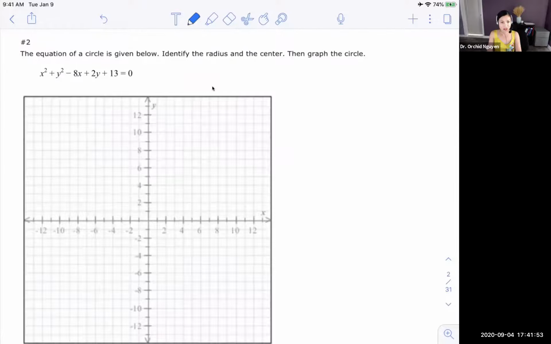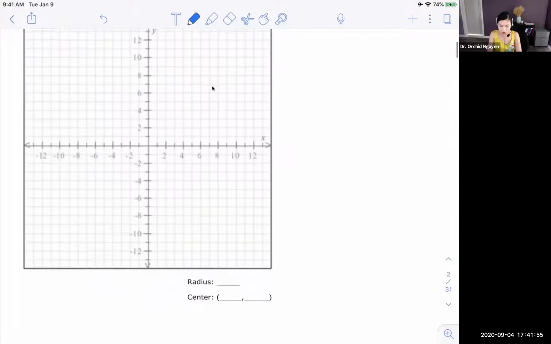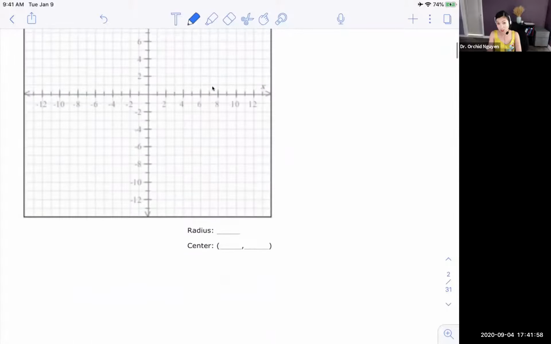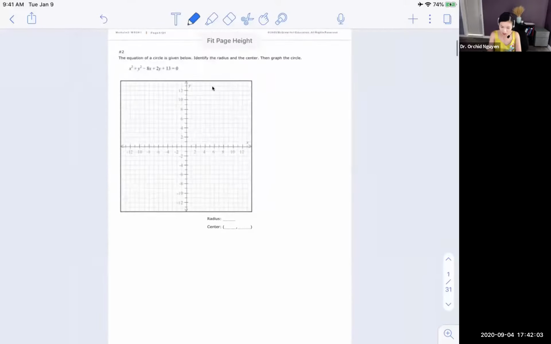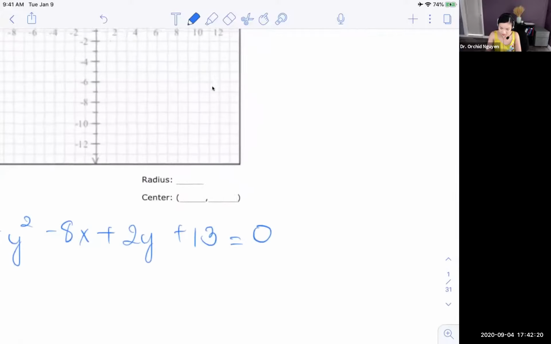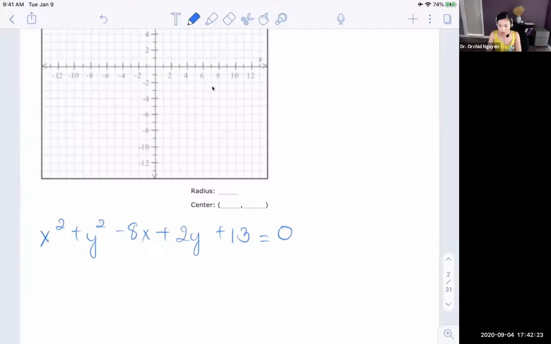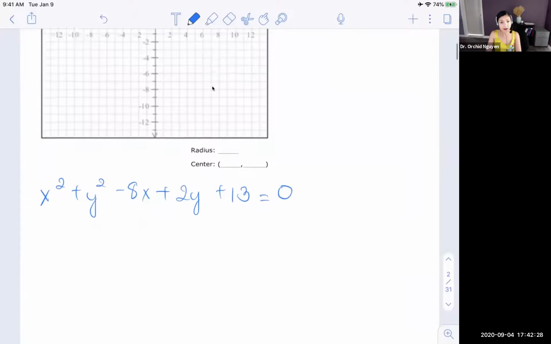So you can see right here, we do not have the standard form. So the first thing you want to do is rewrite the equation so we can get standard form. So how do we rewrite our equation? I'm going to try down here: x squared plus y squared minus 8x plus 2y plus 13 equals 0. All right, so I'm just going to complete the square so we can have the standard form.